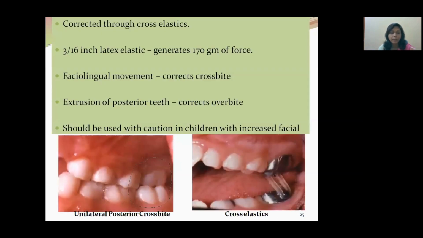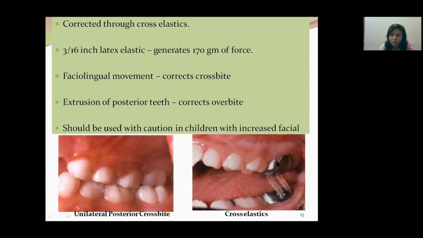Single tooth crossbite can also be corrected by the cross elastics. Here, 3 by 16 inch latex elastic generates about 170 gram of force, which will lead to the buccolingual movement and correct the crossbite. Here, if there is only single tooth in crossbite, so no expansion of the whole of the arch is required. Here we can see the maxillary molar is at fault, and in the crossbite relationship, this can also be corrected by the use of elastics.